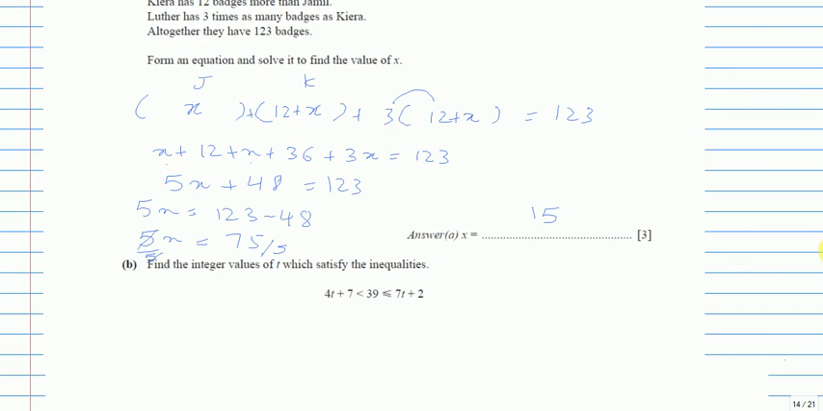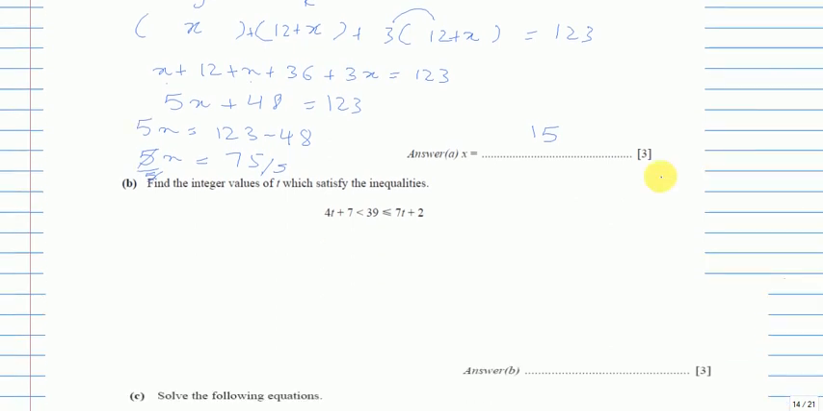Now part B. Find the integer values of t which satisfy the inequalities. If you have a problem with splitting this, whenever you see two inequalities, you have to split and then solve it. If you don't know where to stop and split and where to start for the second equation, follow this procedure.